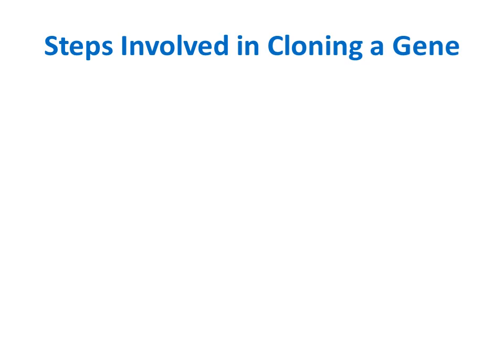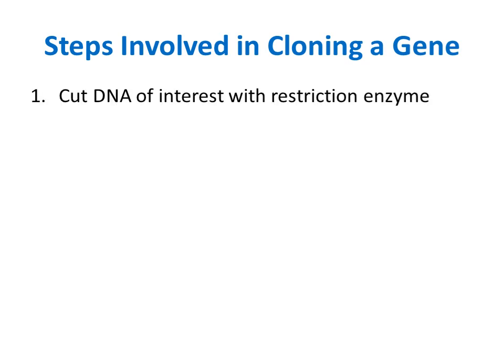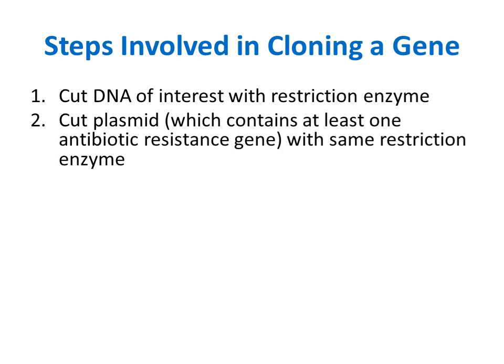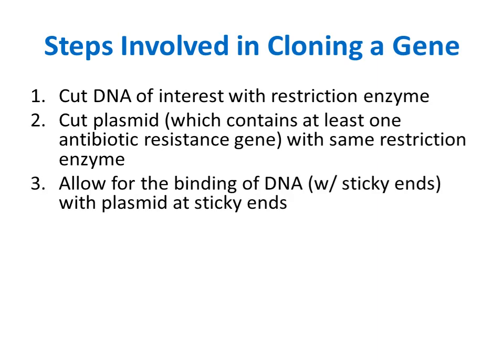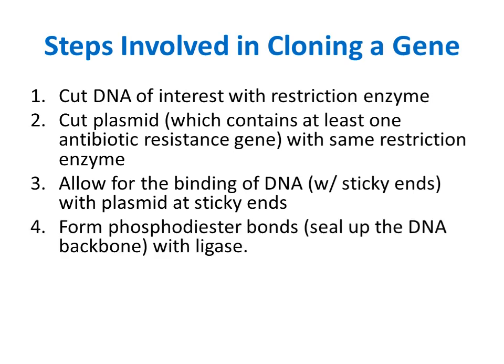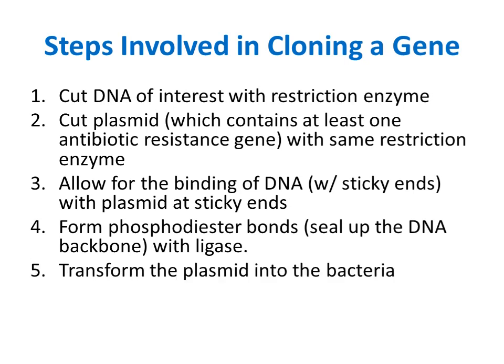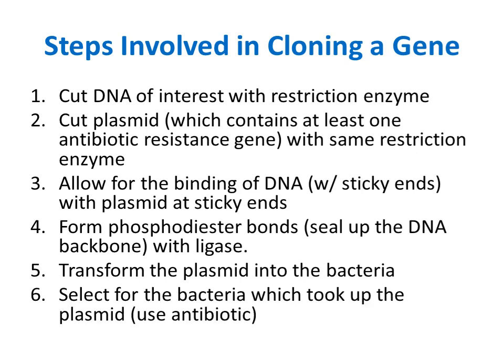So again, as an overview, what are the key steps involved in cloning a gene? Well, you first of all have to take the DNA of interest and cut that with a restriction enzyme. You cut the plasmid with the same restriction enzyme. You allow for the two to bind, allowing those sticky ends to interact with one another. You seal up the whole new construct with ligase. You then transform that plasmid into the bacteria through the process of transformation. And you're going to select for bacteria which took up that plasmid by using the antibiotic resistance gene to your advantage.